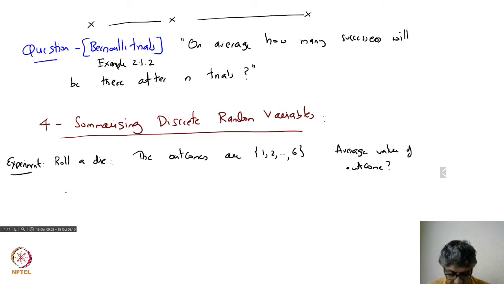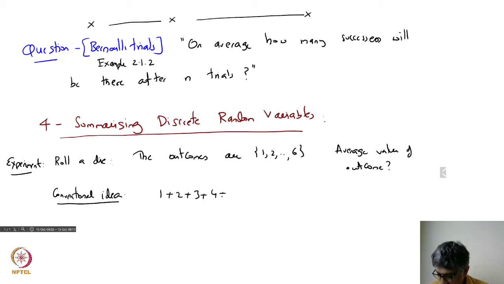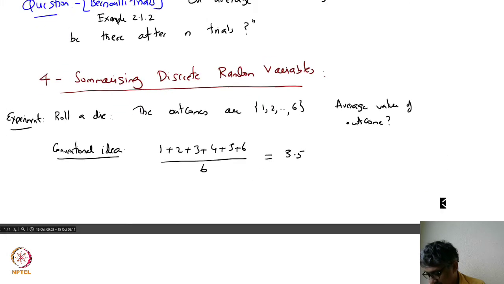So the earlier one would be, if you have numbers 1 through 6, we all know our conventional idea is the following. Right? You take 1 plus 2 plus 3 plus 4 plus 5 plus 6 by 6. That's the average. And this we would compute it to be 3.5. That's what you would get.